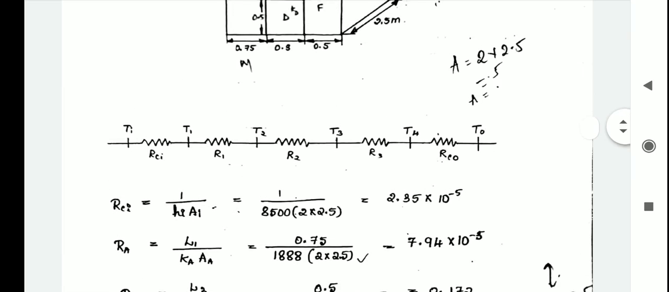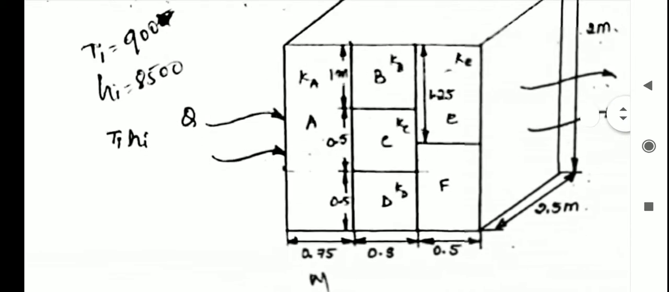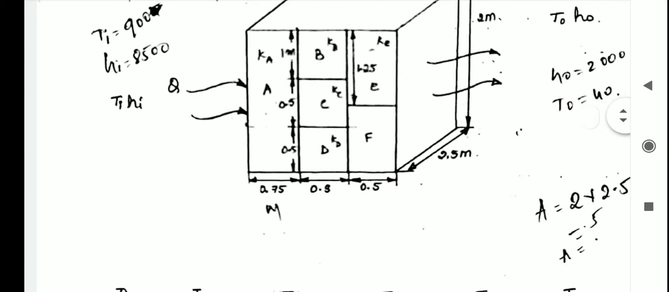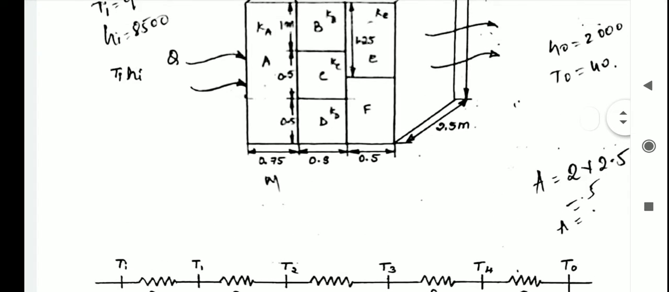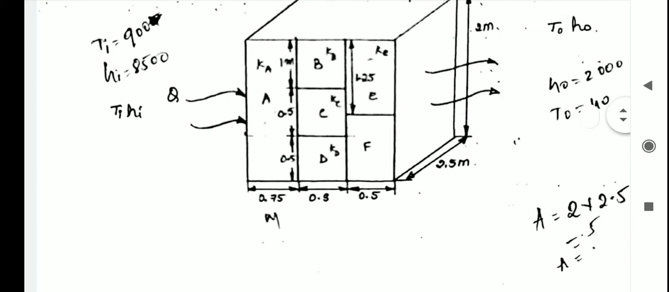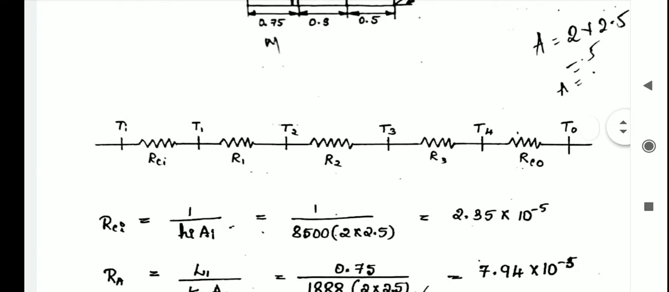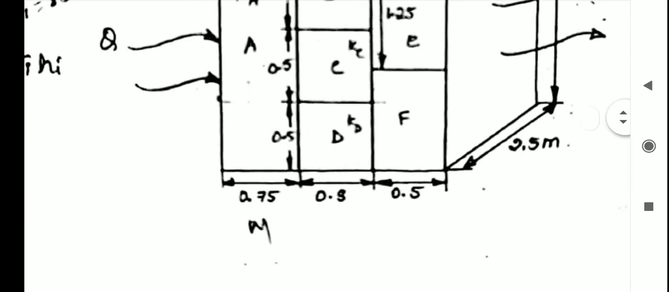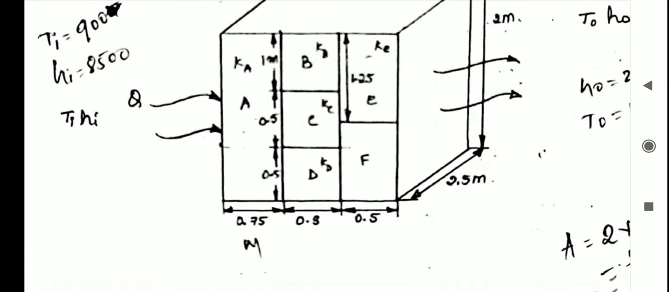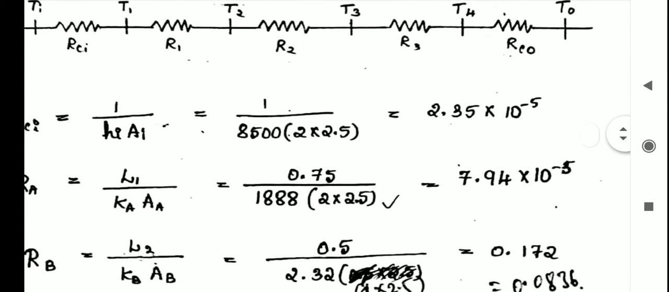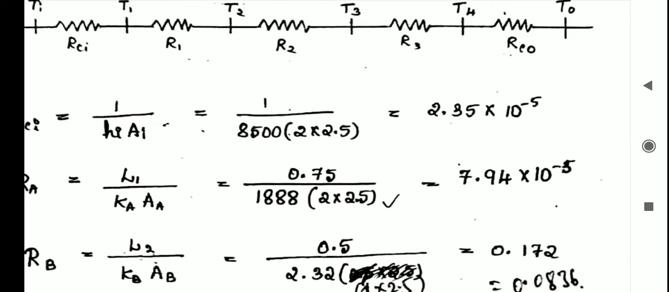And next one is RA, the first material. It's conduction, so L divided by Ka, the length is 0.75. So 0.75 divided by the K value, for material A the K value is 1888, and the area of material A is the entire area, 2.5 into 2. So you get 7.94 into 10 raised to minus 5 degree Celsius per watt.